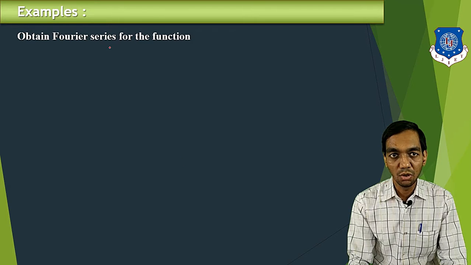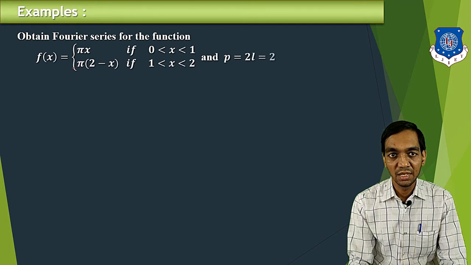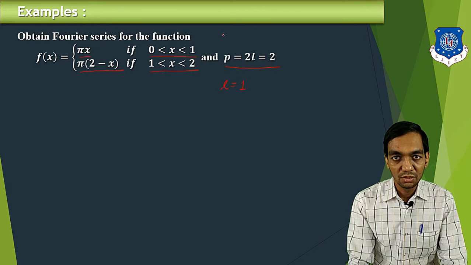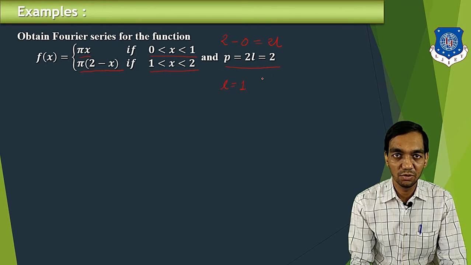Now, first of all, obtain the Fourier series of the function f(x) equal to pi x for 0 less than x less than 1, and equal to pi into 2 minus x for 1 less than x less than 2. That means you have period 2L is equal to 2, so L is equal to 1. And if this is not given, then also from the interval you can take 2 minus 0, because the total interval is from 0 to 2. So 2 minus 0 is equal to 2L, that means L is equal to 1.